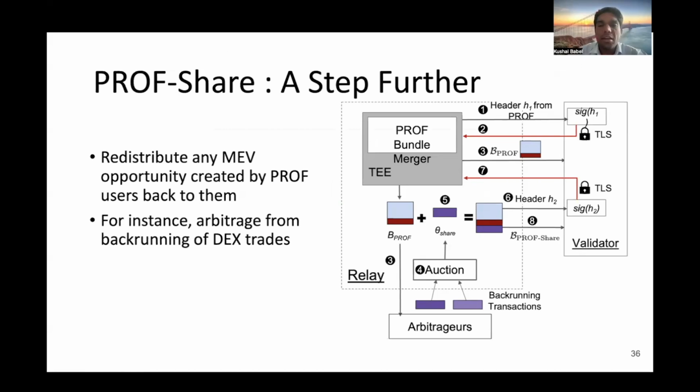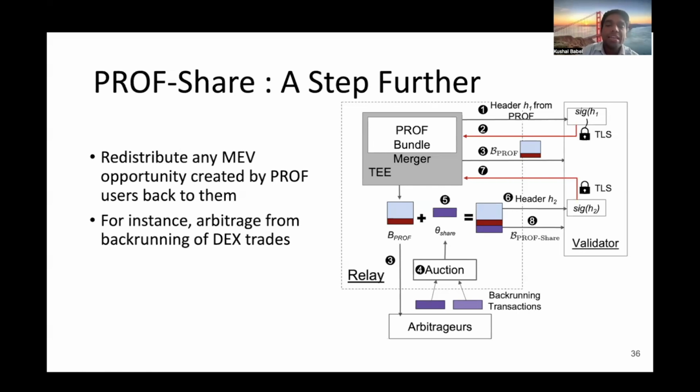So here, as you can see, steps 1, 2, and 3 are similar to PROF. The process proceeds similarly to PROF, where you have the PROF bundle and get the signature from the validator. And now once you have the signature from the validator, what you could actually do is release the entire PROF-enriched block to the public. And then you can have a backrunning auction, step 4 here, where arbitragers can backrun the PROF transactions and provide value back to the users.